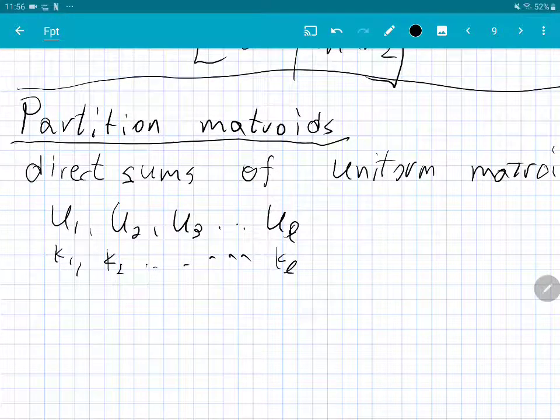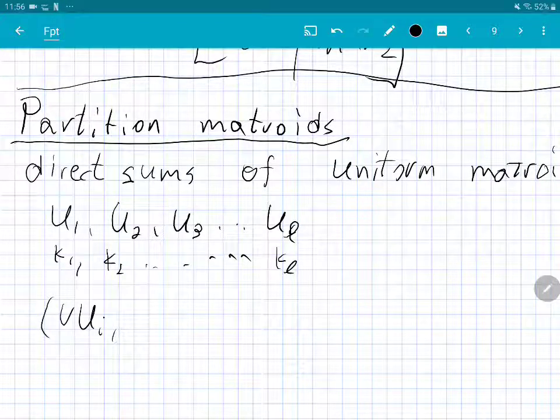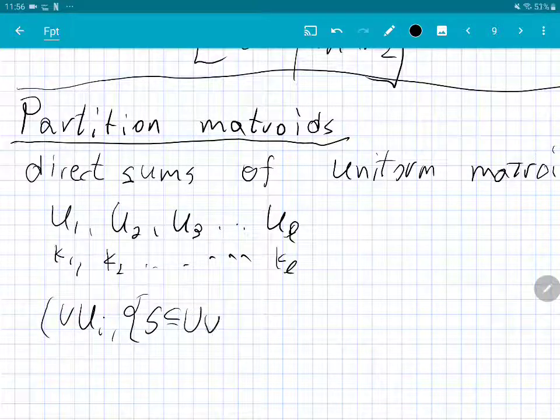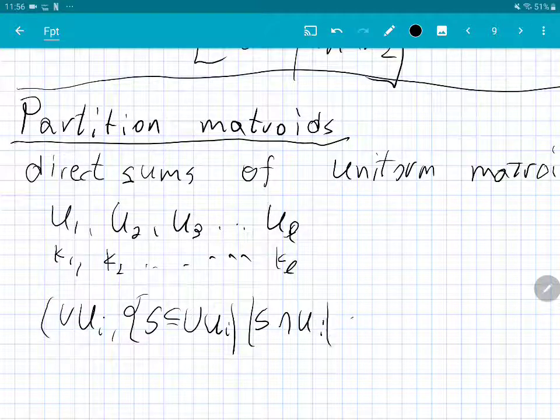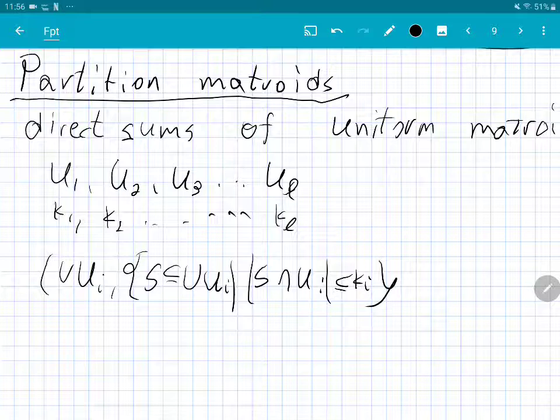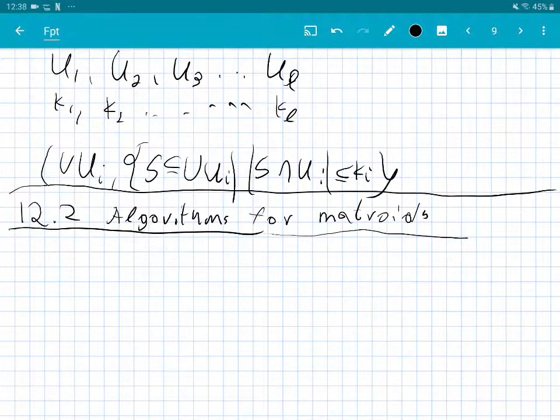And now the partition Matroid essentially is defined over the union of those sets, which of course have to be disjoint. And we take all subsets S defined over the union of the Ui's, such that the intersection of S with Ui is at most Ki, right? You're not allowed to take too many elements from each set. And this is a partition Matroid.